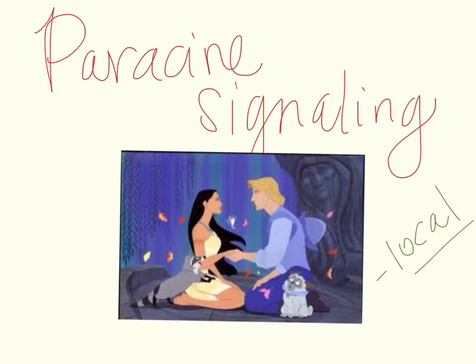The paracrine signaling has to do with local communication, usually for growth factors. So I use this picture of Pocahontas talking to John Smith. Together, they end up making a friendship or a bond between the two in the movie, and that's basically what the paracrine signaling does with neighboring cells, so that they can do something, and it helps, especially when you're growing.